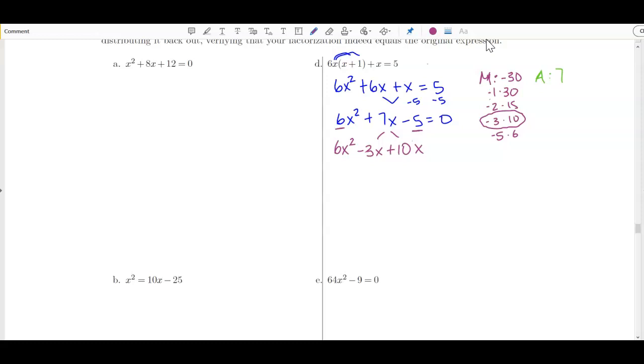So I have had that question before where students are like, I'm not sure which one I need to put first and which one I need to put second. And it doesn't matter, okay? So these are our 4 terms.